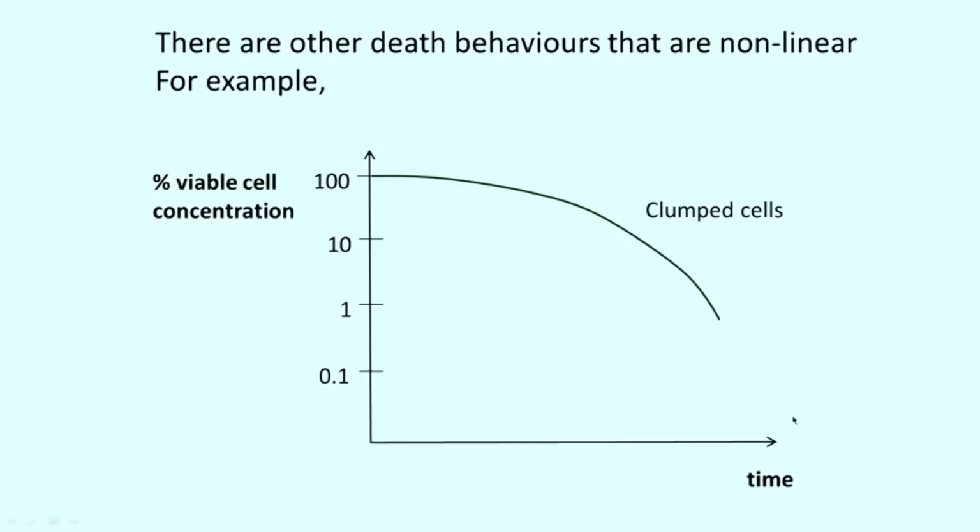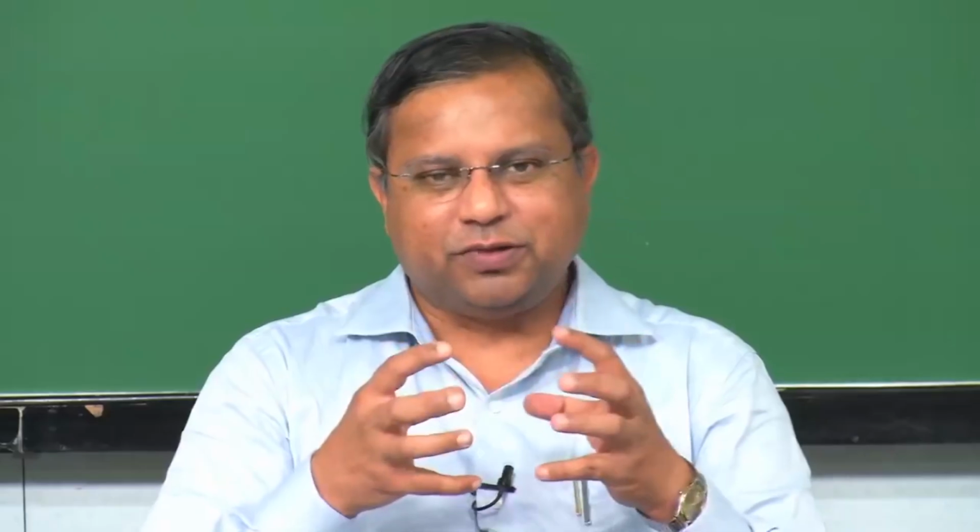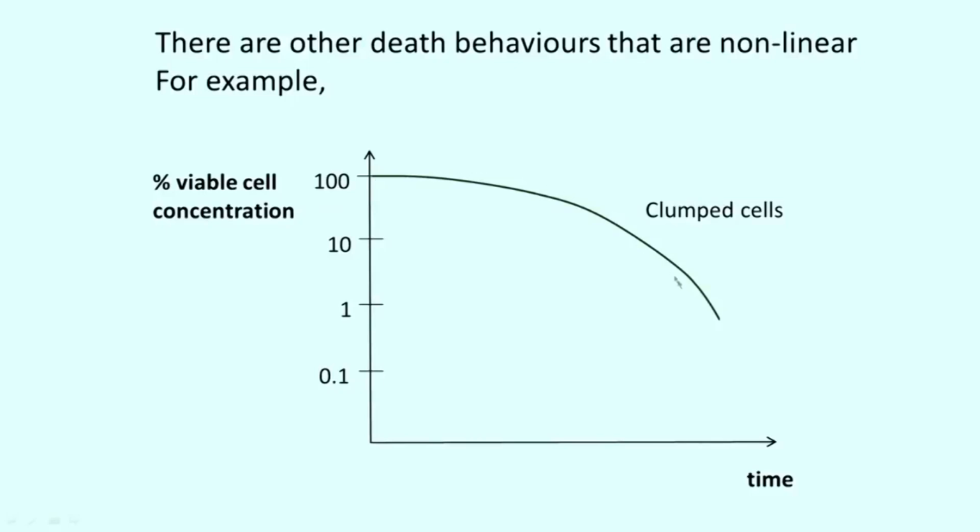The answer is clumped cells. If cells clump with each other, then it takes a while for the killing of the internal parts of the clump compared to the outer parts of the clump. So, that results in this kind of behavior for a plot of percent viable cell concentration versus time. Let us look at one other nonlinear behavior just for the variety.